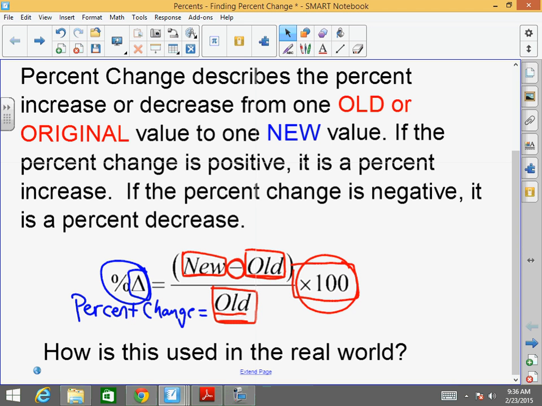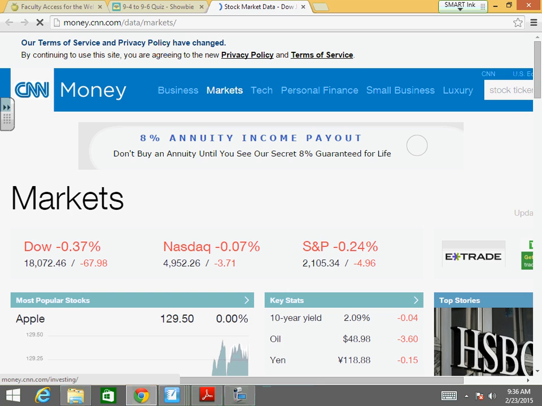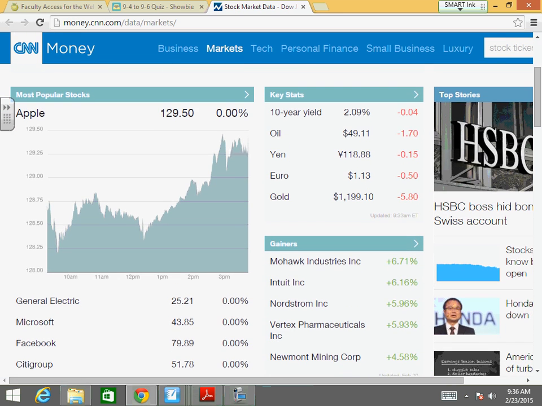Now, if you notice here, I put, how is this used in the real world? Well, guys, I actually wanted to show you how this is used in the real world. So this is legit, guys. This is the stock market. And the stock market basically tells you how much a company is worth on any given day. Stock market opens in the morning, it closes in the afternoon, and people buy and sell different shares of stocks hoping to make money.